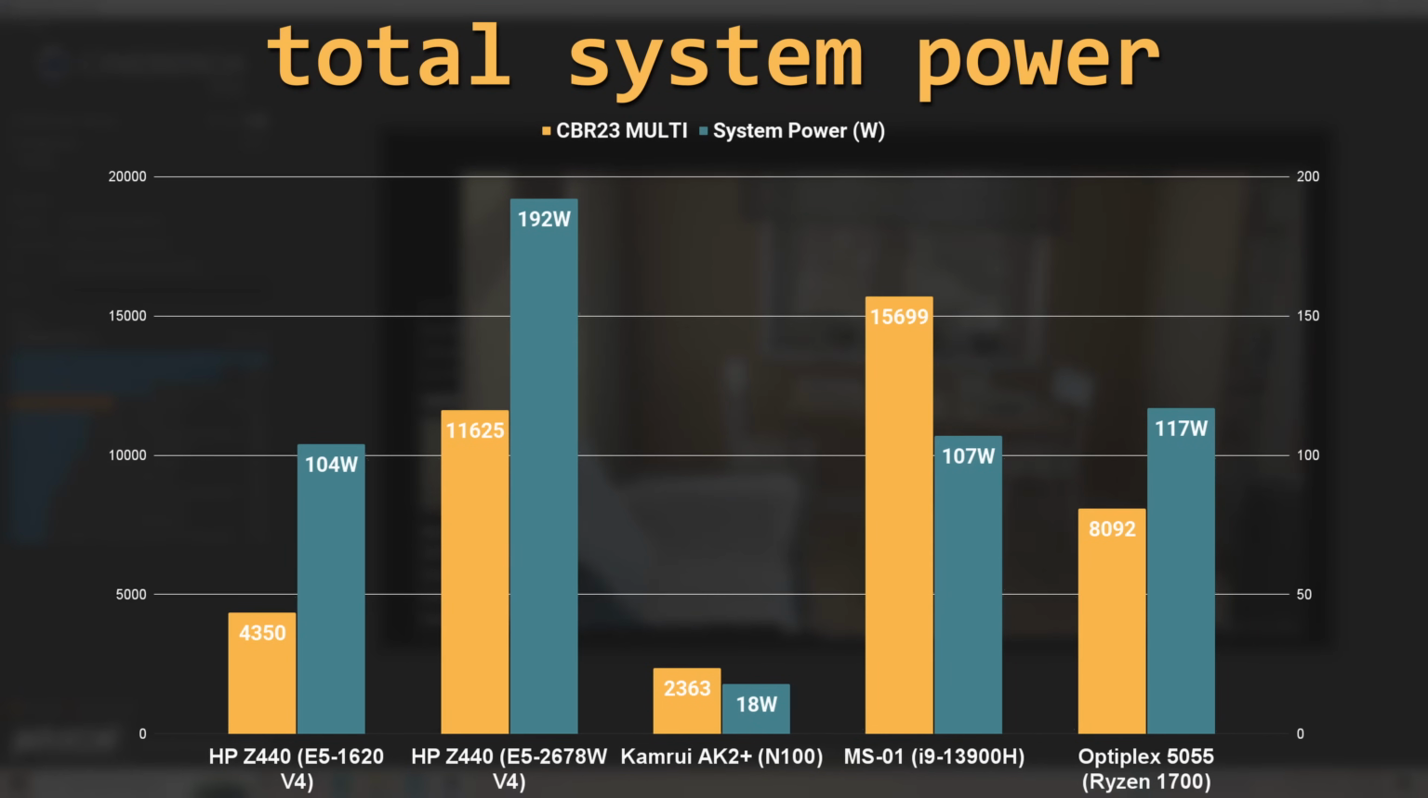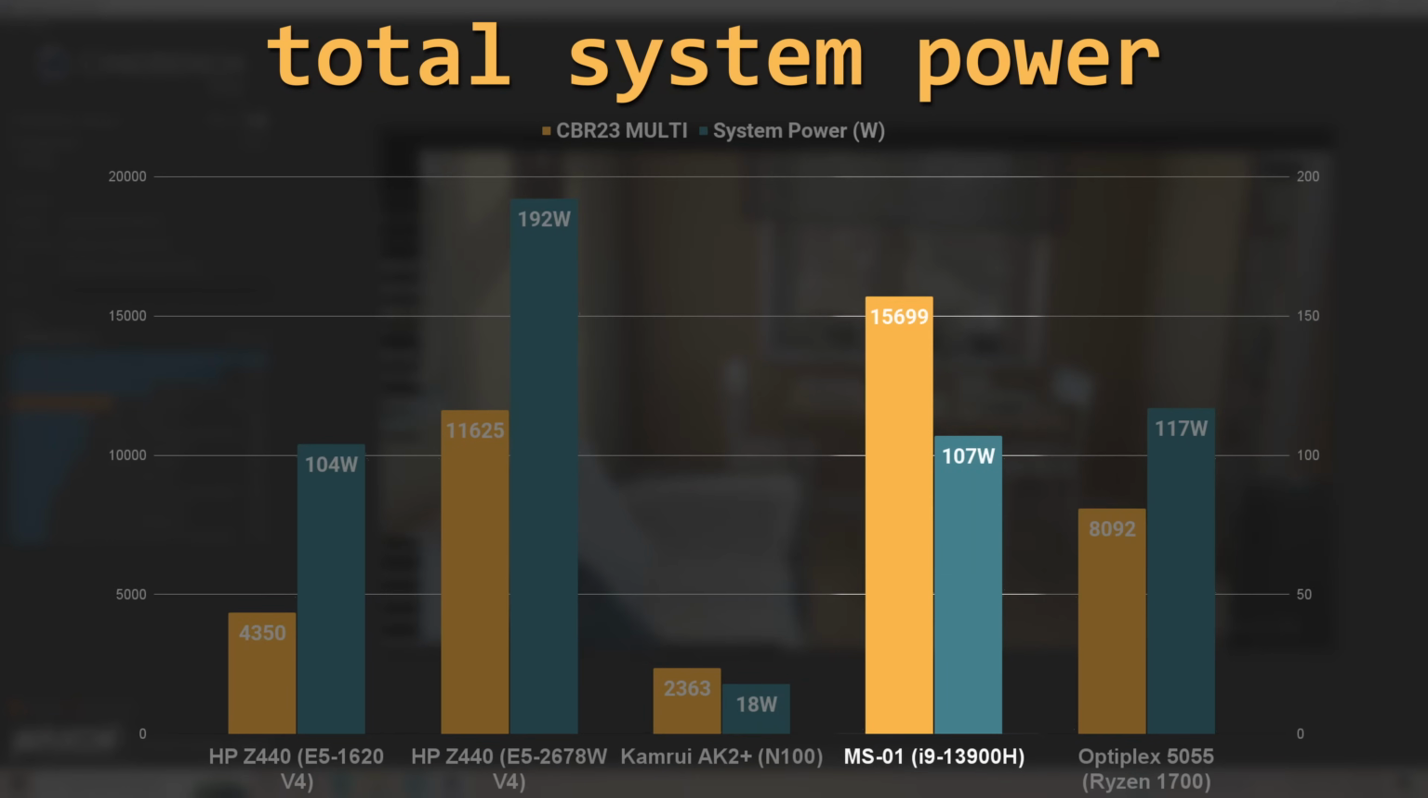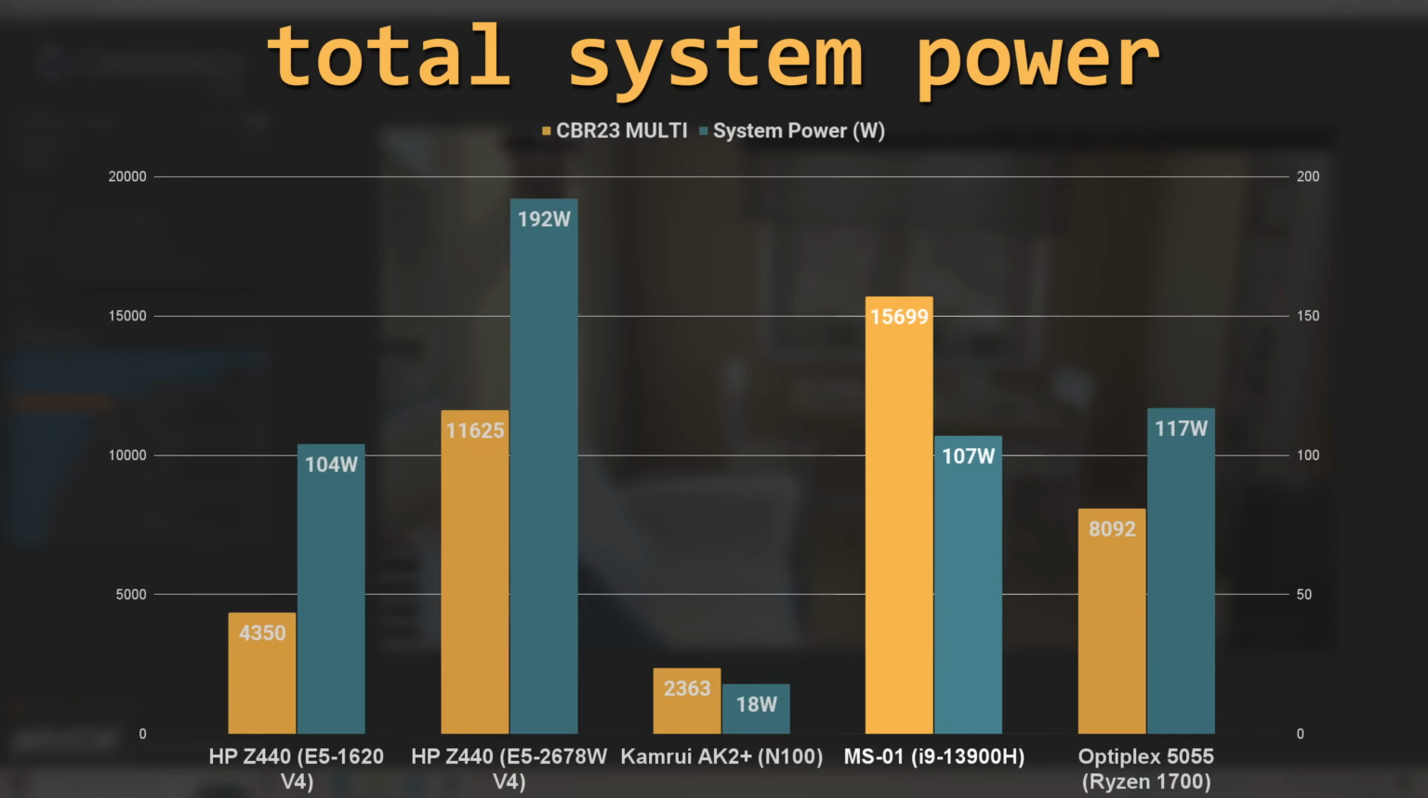This last chart here is just showing the Cinebench R23 multi-threaded results alongside the total system power while running the benchmark. And this just goes to show how something much more modern like the i9-13900H can perform significantly better while drawing roughly half the power.